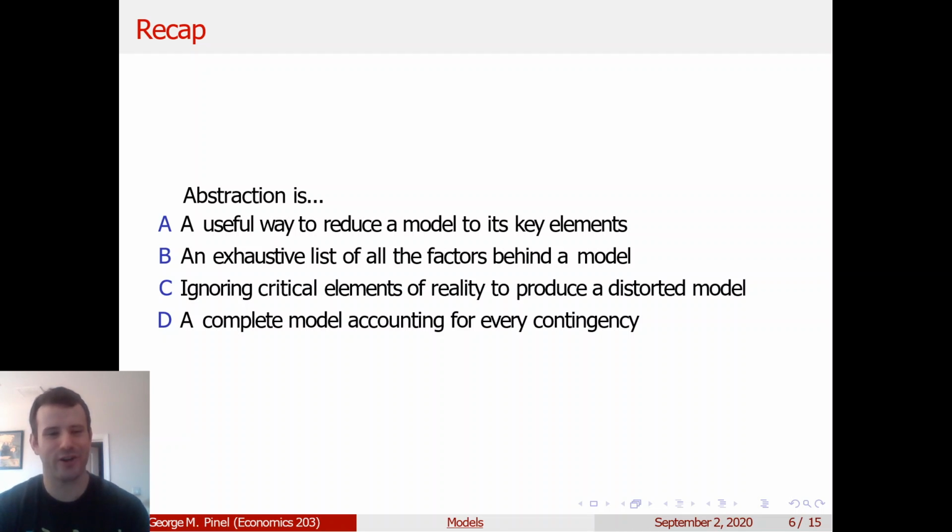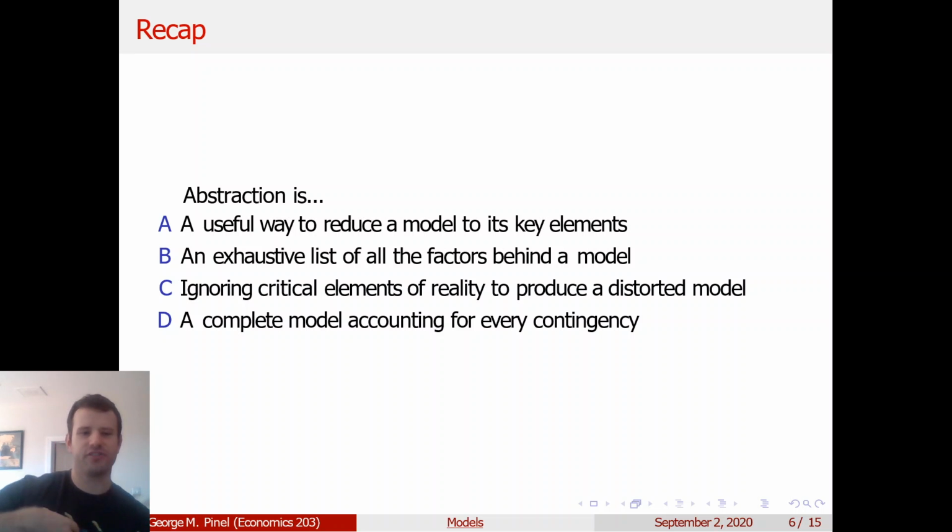All right, letter B: an exhaustive list of all the factors behind a model. So this is really another way of saying D. If it's exhaustive, that means you're accounting for every aspect of possibility, which again is not really what abstraction is. You abstract away from every possible element in order to get only those elements which you really need. All right, so that leaves answer A: a useful way to reduce a model to its key elements.